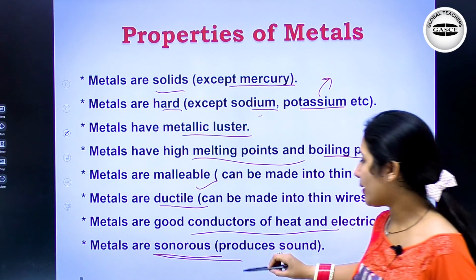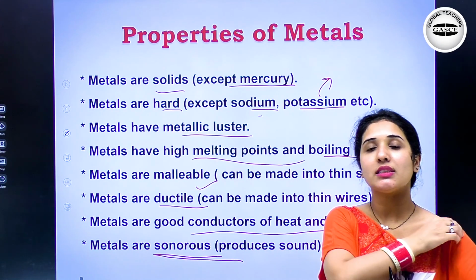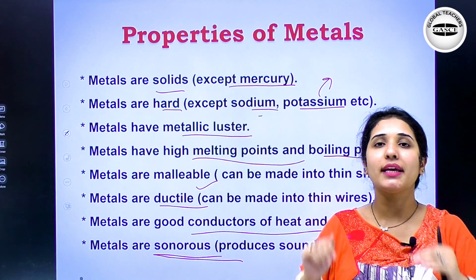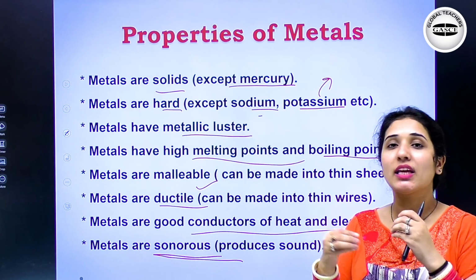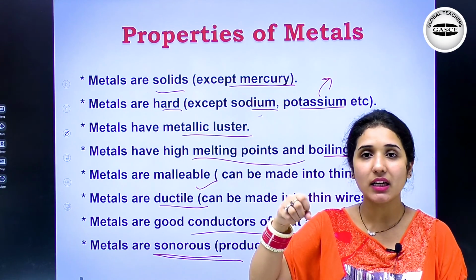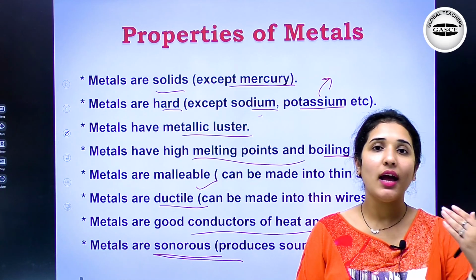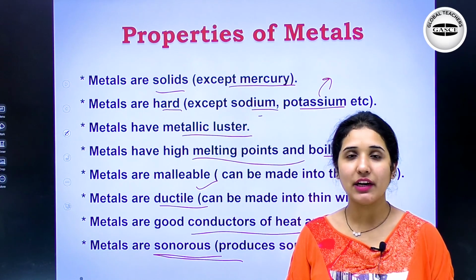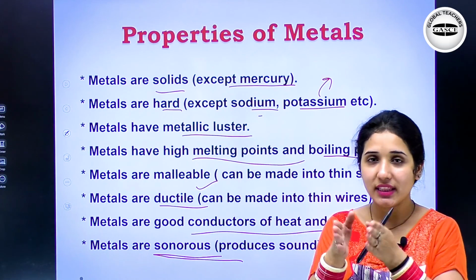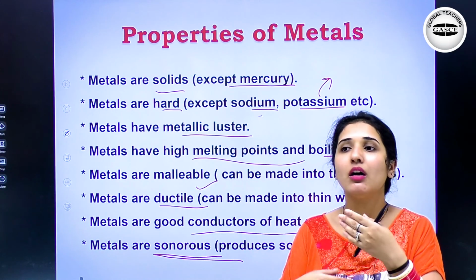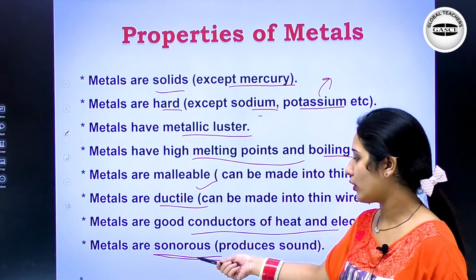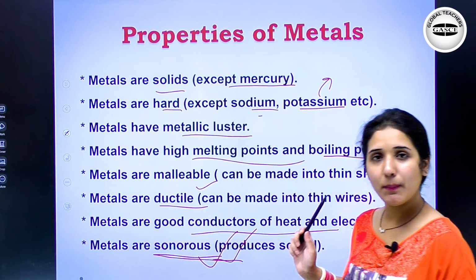This is one more property, that they are sonorous. Sonorous is something which can make sound. So if you collide two metals, they'll make some sound. If anything metallic gets dropped from your hand and strikes the surface, it makes a certain sound. So all the metals, when they collide with each other or with any other substance, make a certain sound, and this property is known as sonorousness of the metals.